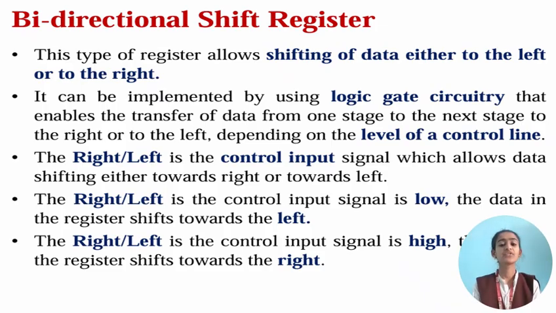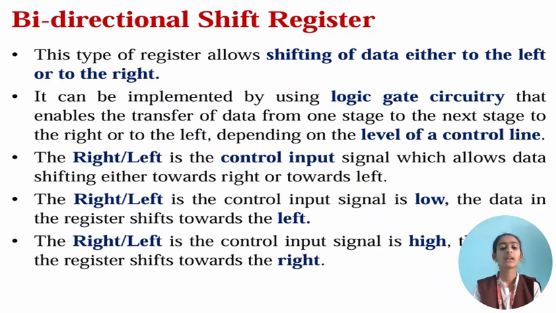Bidirectional shift register. This type of register allows shifting of data either to the left or to the right. It can be implemented by using logic gate circuitry that enables the transfer of data from one stage to the next stage, to the right or to the left, depending on the level of a control line. The right/left control input signal allows data shifting either towards the right or towards the left.